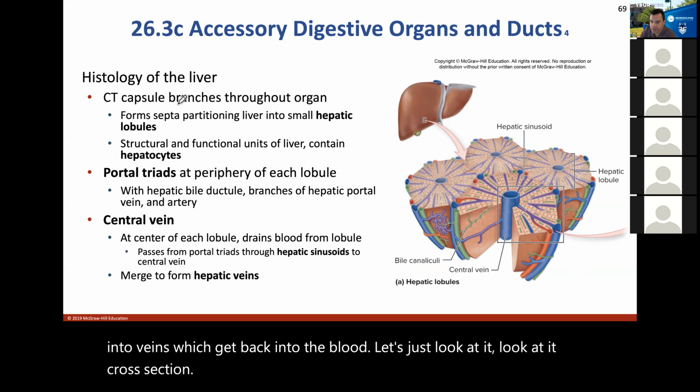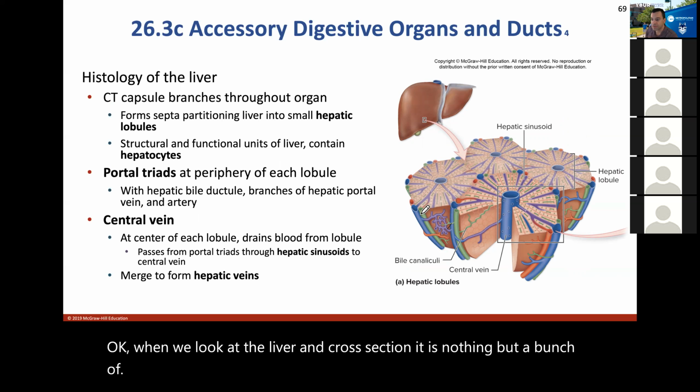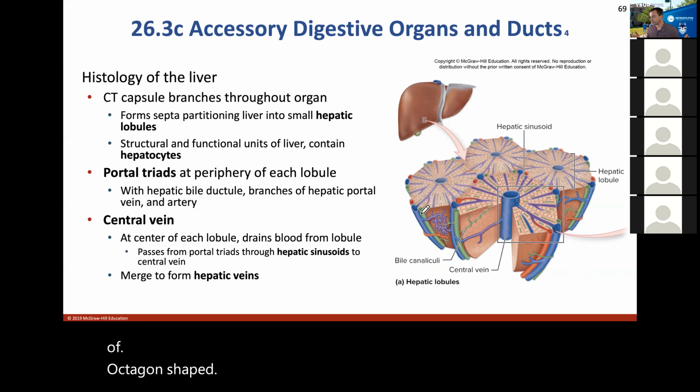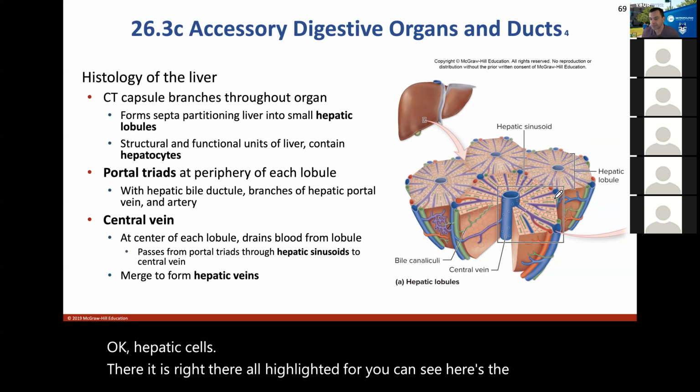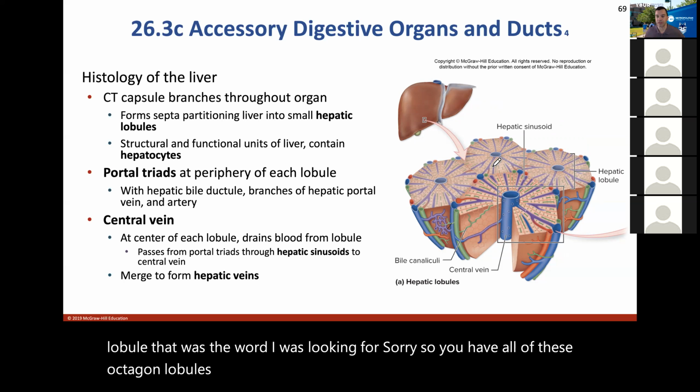When we look at a liver in cross section, it is nothing but a bunch of octagon shaped liver cells. Hepatic cells. There it is right there, all highlighted for you. You can see here's the hepatic lobule. That was the word that I was looking for. Sorry. So you have all of these octagon lobule shaped regions within the liver itself. And here we have a central vein.